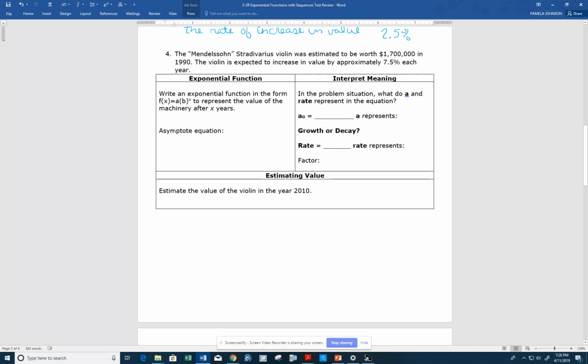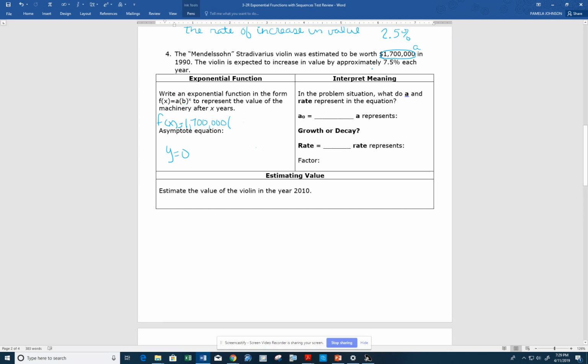Now, before we even write the equation for our function, remember our asymptote equation is always going to be y equals 0. Okay? For our function, our a value is going to be what it was estimated at in 1990, because that's the starting value that they gave us. Okay? So 1,700,000 times. And our b value, that's our factor.